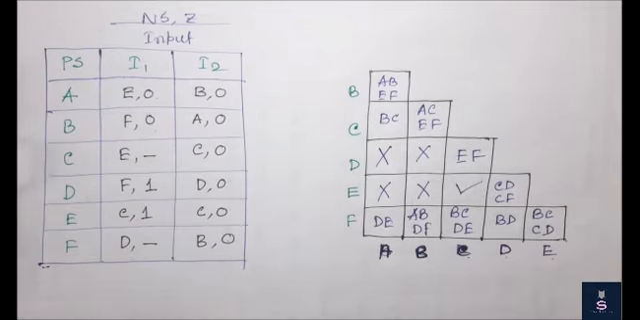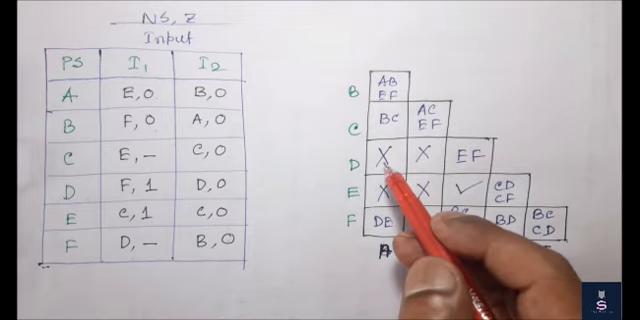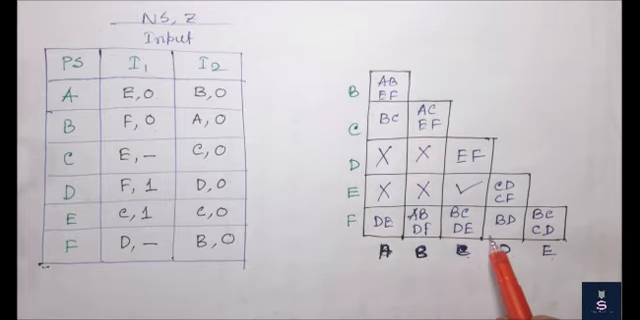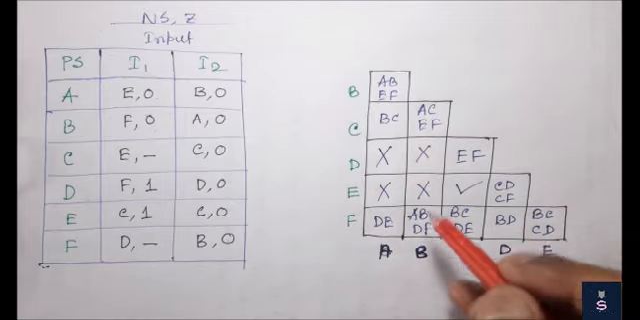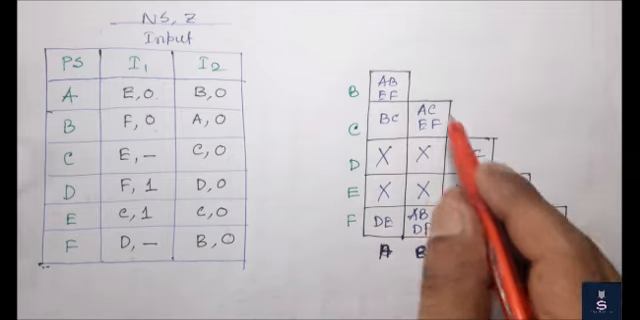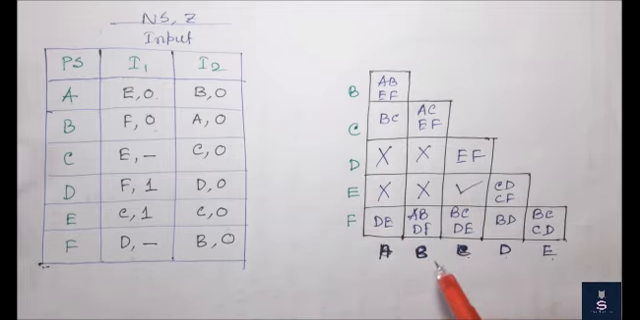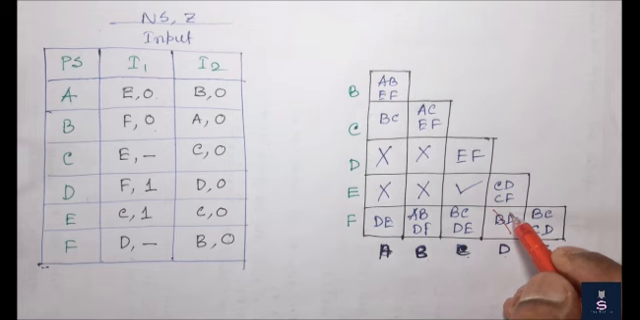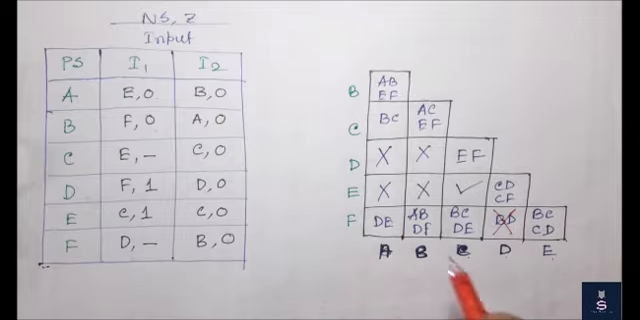Now first let me check this one. So this one is cross, so that means AD. So is there any AD here? AD, AD, AD, no. So no problem. Now consider AE, AE here, any? No. So next consider BD, BD here. So put cross here. And any BD here? No, no, no.